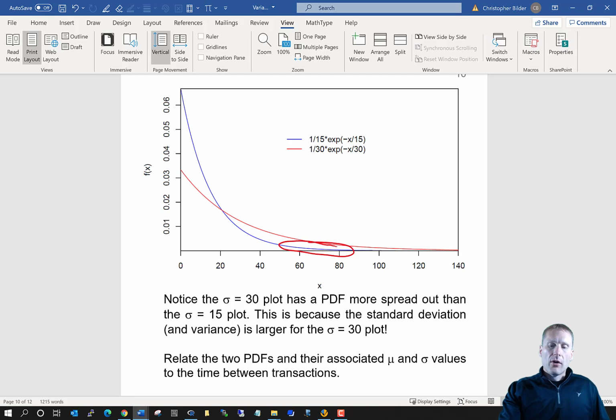And so when we had the red PDF, we had a sigma equal to 30. When we had the blue PDF, we had a sigma equal to 15. 30 is greater than 15. So think about what that means. Again, the standard deviation is measuring how much things are spread out in the population in terms of the numerical values. The larger the value is, the more variability, the more dispersed, the more spread out these values are in terms of their numerical values.